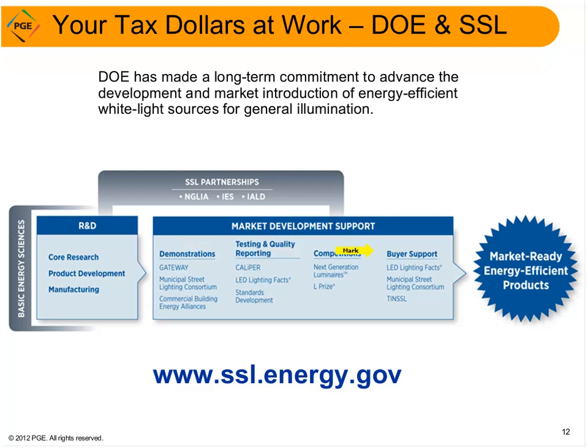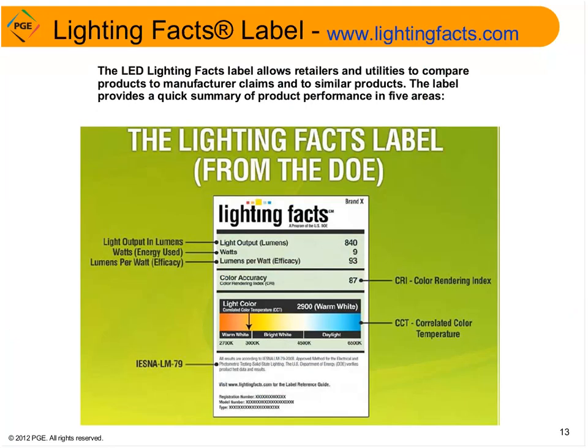End users need help and confidence when choosing to buy LED products, so good and useful labeling, along with educational resources, are available at this website. So the LED Lighting Facts label, this allows retailers, utilities, and end users to compare products to the manufacturer claims and also to similar products. So it provides a quick summary of product performance in five areas. So a good way to think of this is kind of like a nutrition label for lighting. And this is a voluntary label, and the information is supplied by the manufacturer.